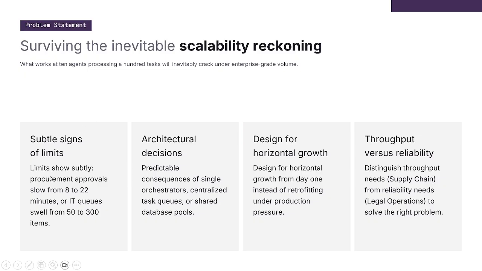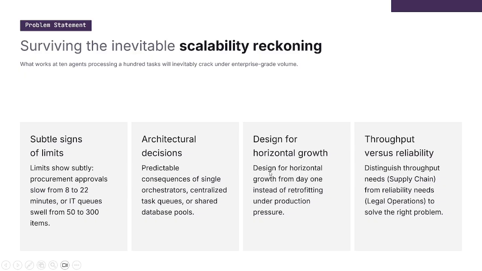Then another problem is architectural decision: the predictable consequence of a single orchestrator, centralized task queue, or decentralized shared database pool. So you don't know whether it is the architecture that is failing or the architecture cannot carry what you have designed. Then design for horizontal growth. Make sure when you are designing, design for horizontal growth from day one instead of retrofitting under production pressure.